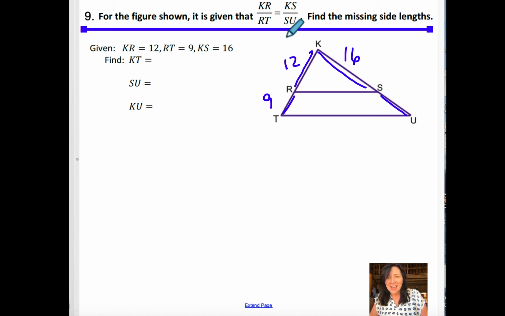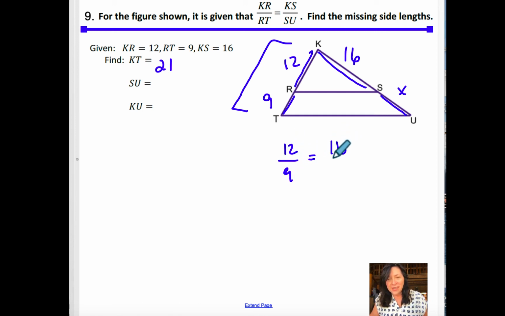Well, we know KT. KT is just 12 plus 9. Well, that's 21. They also want to find SU. So let's find that next. And so we would go 12 is to 9 as 16 is to x.